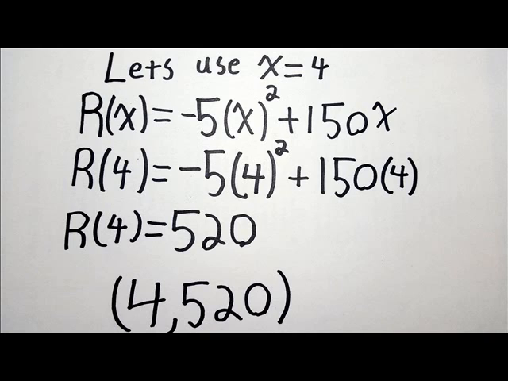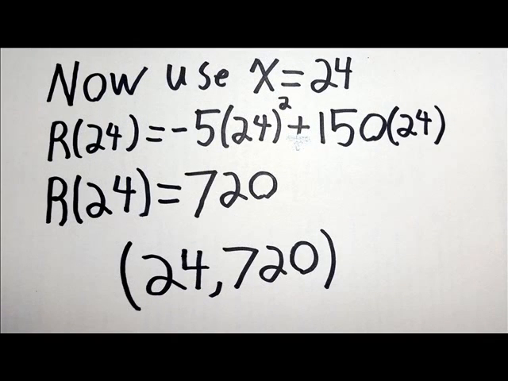What we're going to do is sub in x equals 4 anywhere we see x in the equation. So we're going to have r of 4 is equal to negative 5 times 4 squared plus 150 times 4. This gives you r of 4 equals 520. So you now know you have a point on 4 and 520.